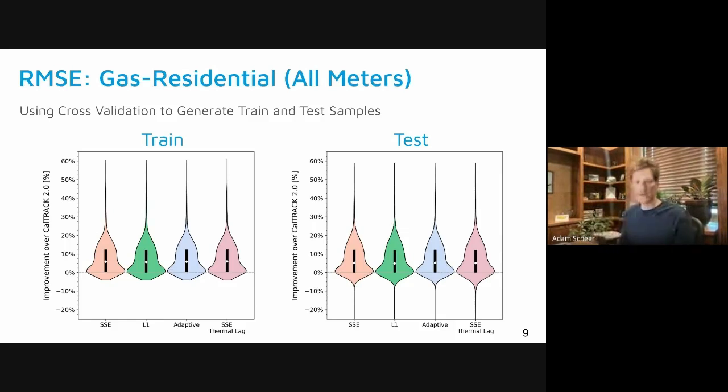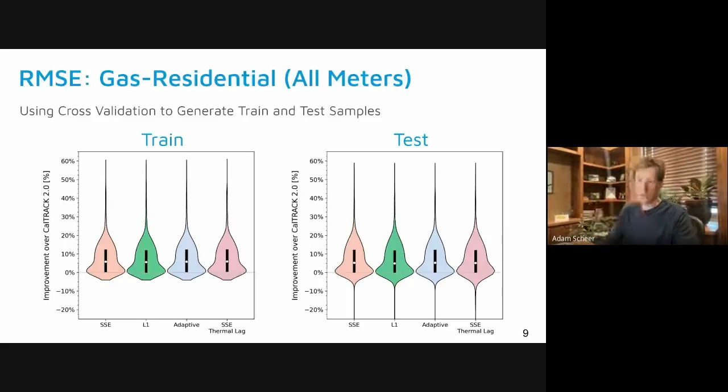Now, having said that, you can see that there is a difference between looking at the training data set versus the testing data set. In particular, you have this long tail where you see degraded performance in a very small number of meters. And that's what you would expect when you have some models that are being overfit. So this is a good sign that everything is stable and looking reasonable, and we are seeing improvement in root mean squared error over the existing Caltrack model.